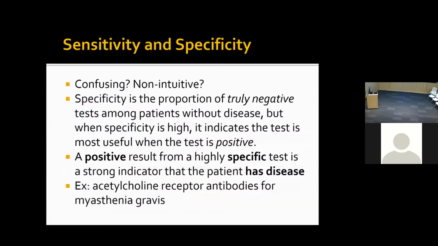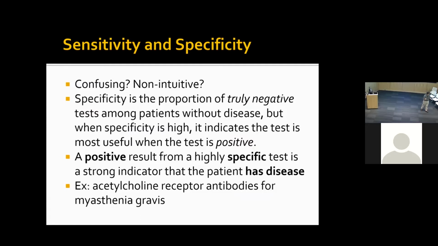Again, I've already mentioned, this is a little confusing, a little non-intuitive, because specificity is about the people who are truly negative, with truly negative tests among patients without disease, but when specificity is high, it indicates the test is most useful when the test is positive. This is where people are like, it's hard. Because a positive test from a highly specific test is a strong indicator that a patient has the disease.